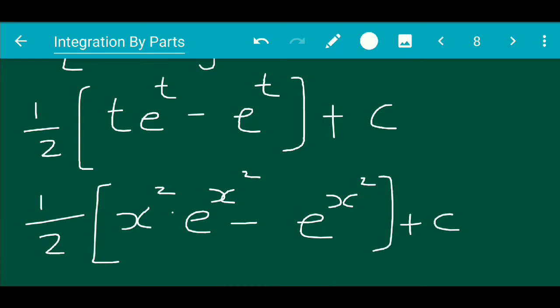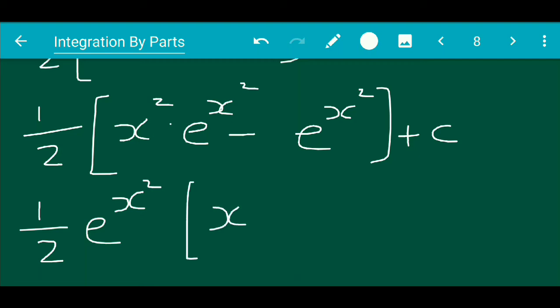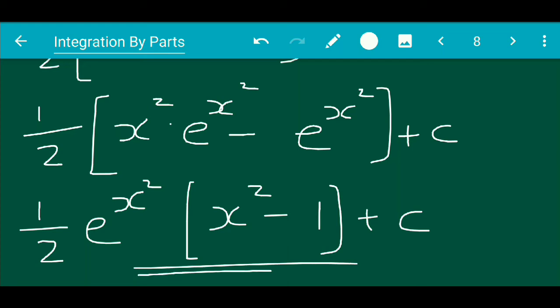Now e raised to x square can be taken outside the bracket as common, and thus we get the final answer as 1 upon 2 e raised to x square into x square minus 1 plus c. So this can be a final answer.